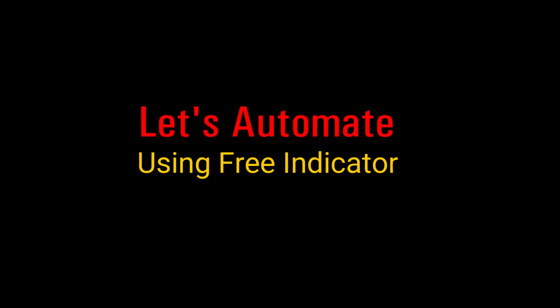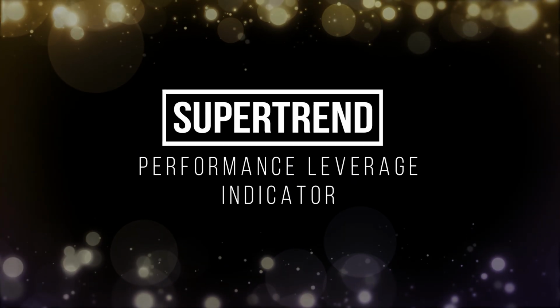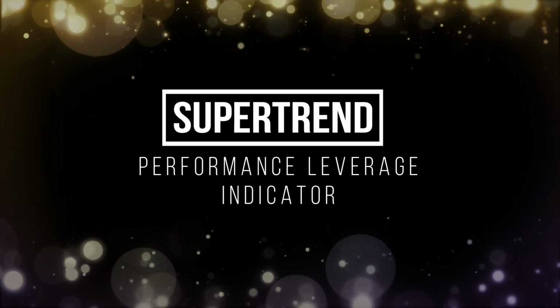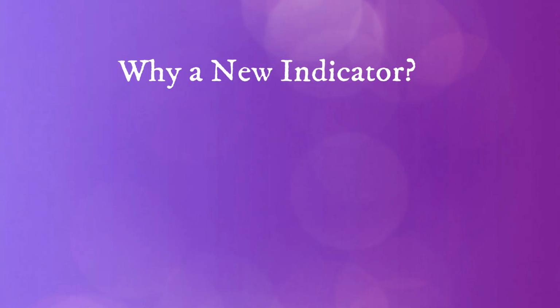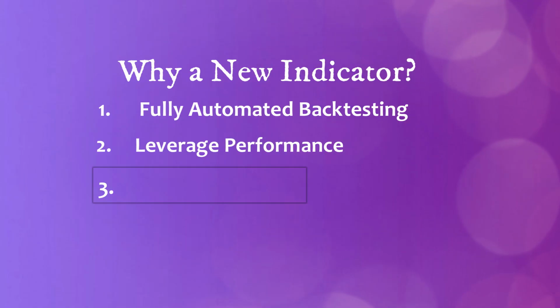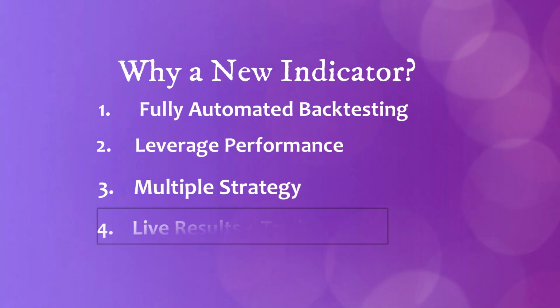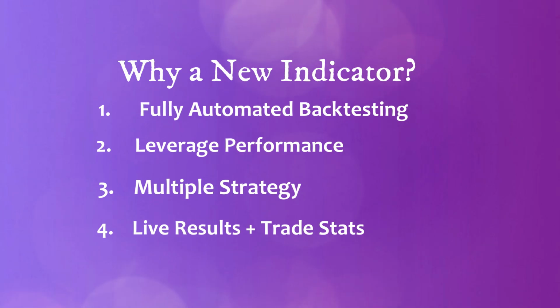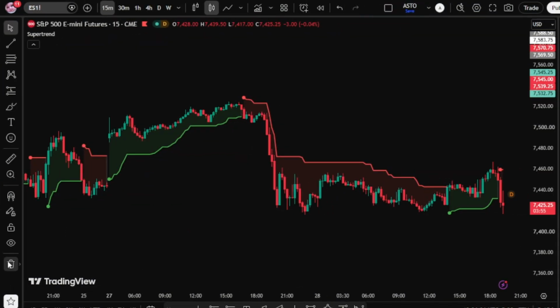Let's automate using the free indicator. It is called Supertrend Performance and Leverage Indicator. Why do we need a new indicator? 1. Fully automated backtesting. 2. Leverage performance. 3. Multiple strategy testing. 4. Live results and trade stats. Okay, now let's add the indicator.